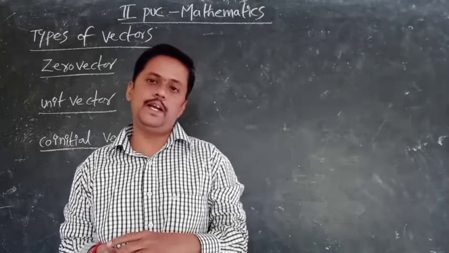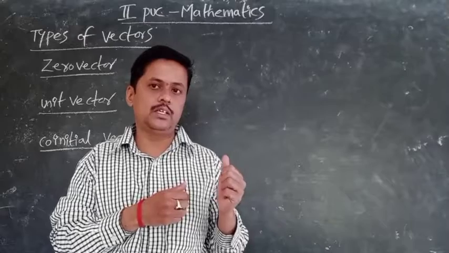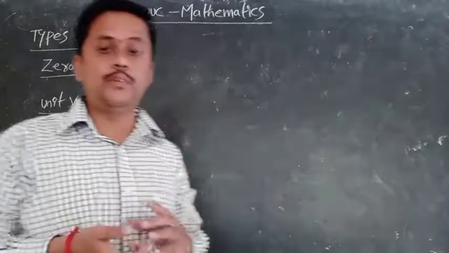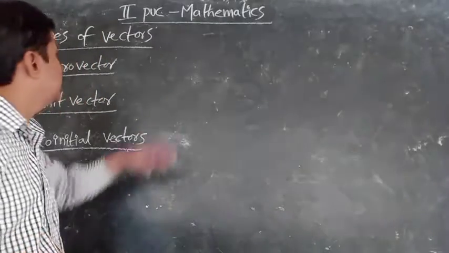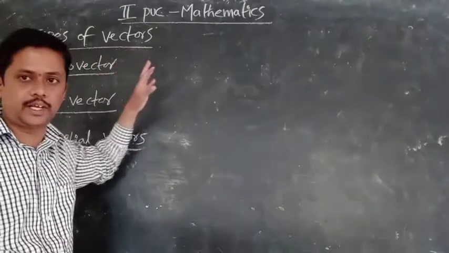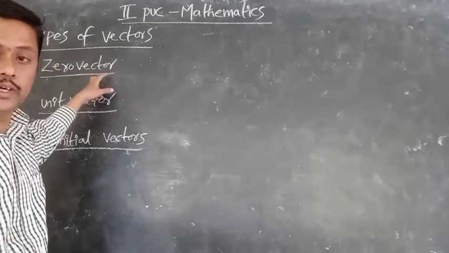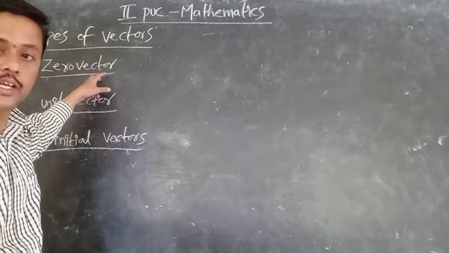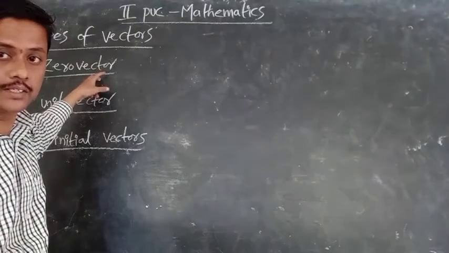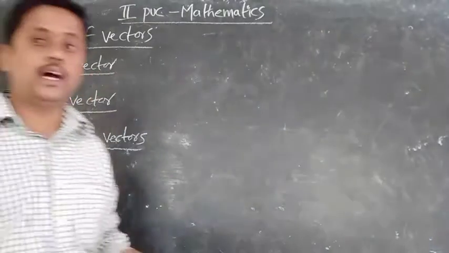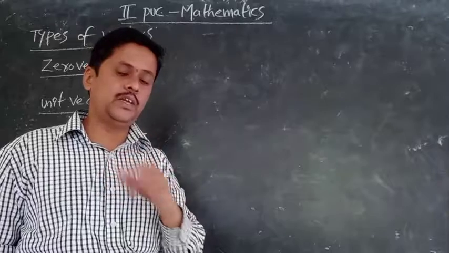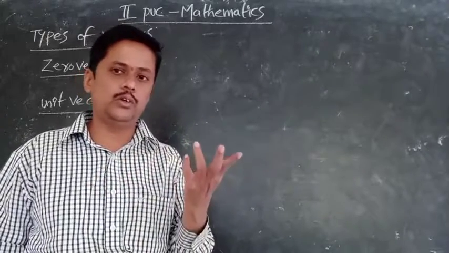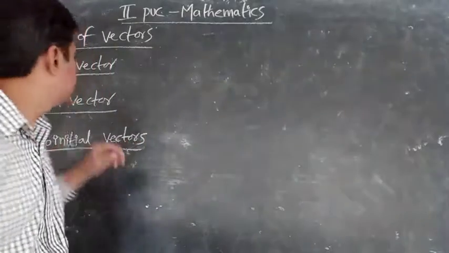In the last class we already introduced what a vector is, what scalars are, and also the types of vectors. Zero vector: if the initial point and terminal point coincide, that type of vector is known as a zero vector. Otherwise, a vector is said to be a zero vector if its magnitude is zero.